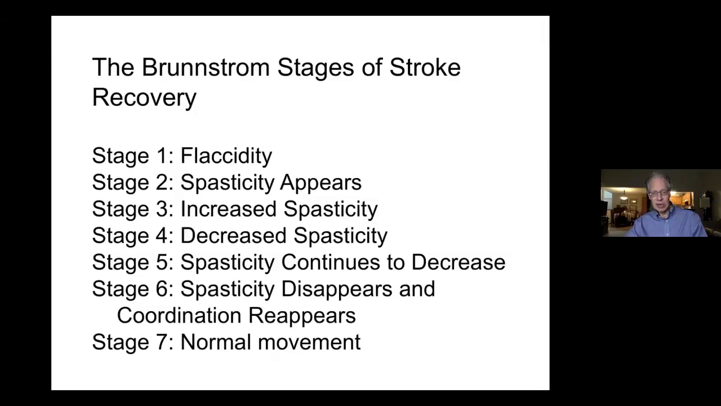Then in stage three, the spasticity in the affected muscles increases. In stage four, spasticity starts to decrease. In stage five, spasticity continues to decrease. In stage six, spasticity disappears and normal coordination reappears. Stage seven, you're normal again. Of course, my wife would say I was never normal in the first place. But these are the Brunnstrom stages.